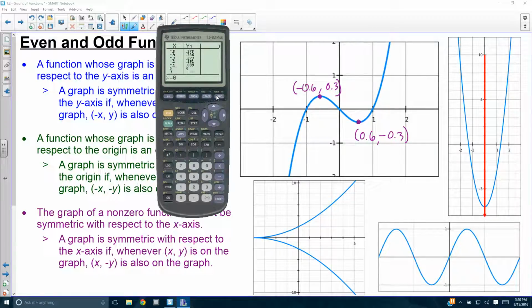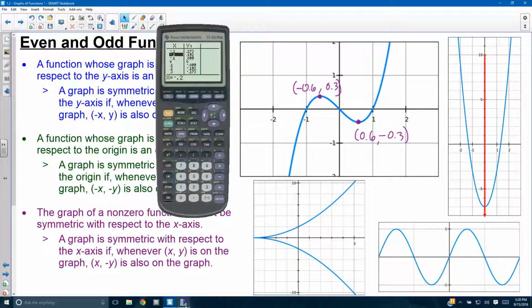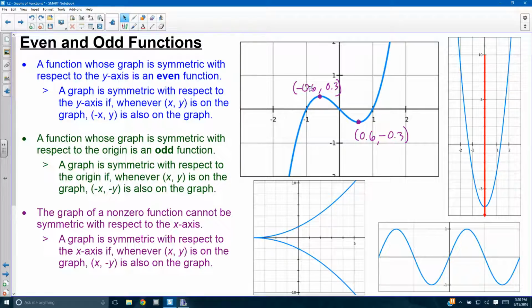I want you to take a look at some of these values here. So 0.3, negative 0.273, maybe that's right here. Then negative 0.3, 0.273 is up there. So all these points are symmetrical with respect to the origin. So another thing with respect to the origin also means that if you rotate your graph, it looks the exact same way, doing a 180-degree rotation.